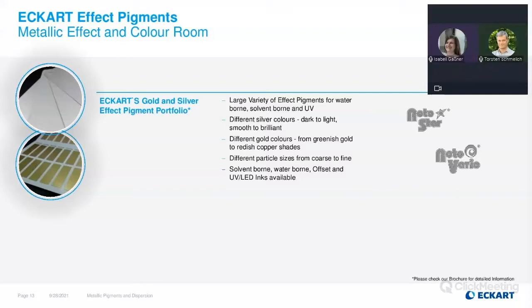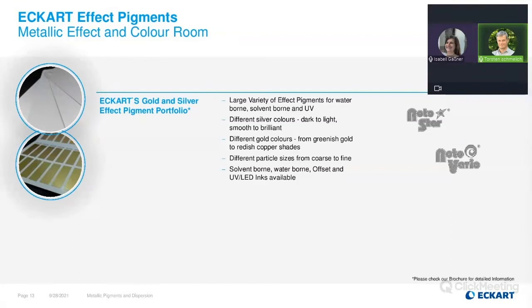Then we have a standard range of gold and silver effect pigments, also of course in the field of finished inks for solvent-based, water-based and UV curable inks. Different silver shades are possible, also here more lightish or darker shades. Another differentiation is possible by smooth to brilliant effects, and even in some cases, bright sparkle effects are possible. In gold bronze inks and flakes, different color shades are possible, from a greenish to a very reddish copper shade. Beside that, of course, all the inks can also be blended by the end user to achieve polychromatic effects.